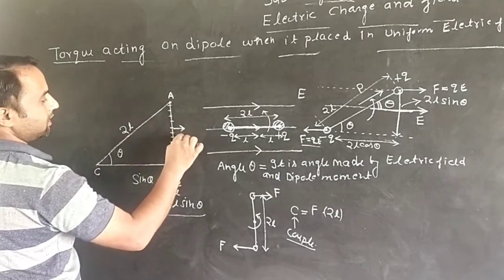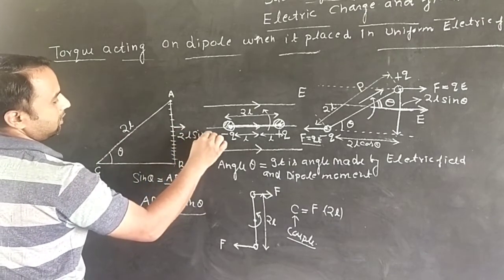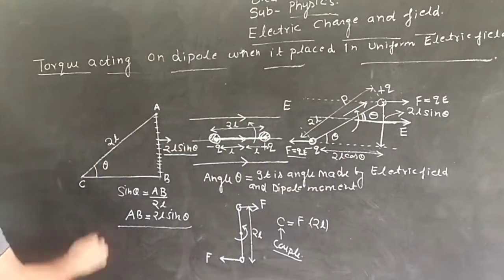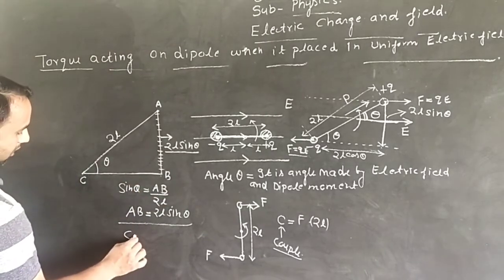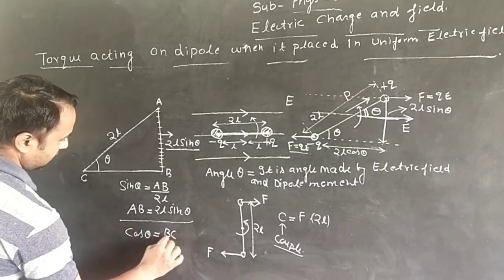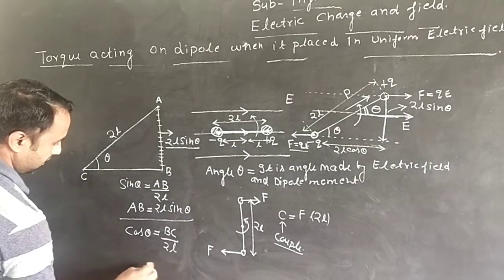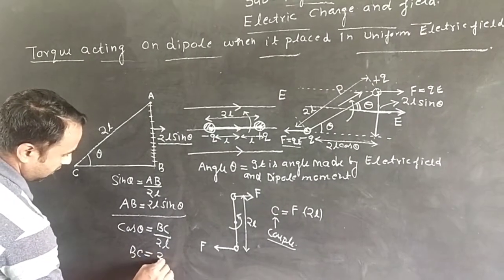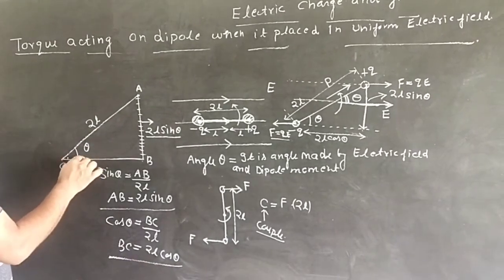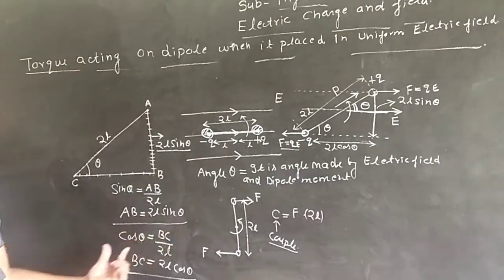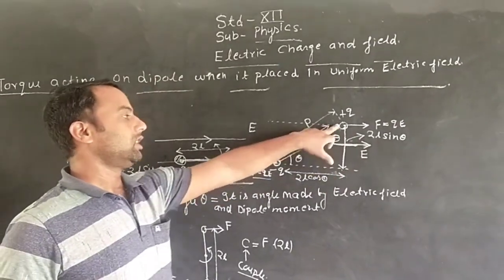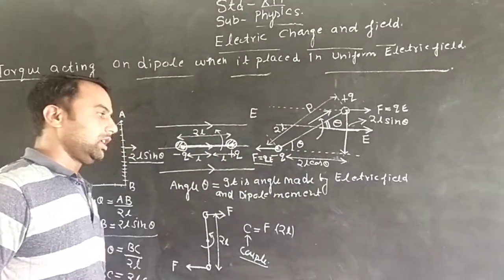It means this distance is equal to 2L sin theta. And here we derived already this distance is 2L sin theta. And this distance, if we are using cos theta, here cos theta is equal to BC divided by 2L. It means BC is equal to 2L cos theta. Both of the distances we have to calculate from the triangle here. AB is equal to 2L sin theta and BC is equal to 2L cos theta. And both of the distances we have to write here. This is 2L sin theta and this is 2L cos theta.